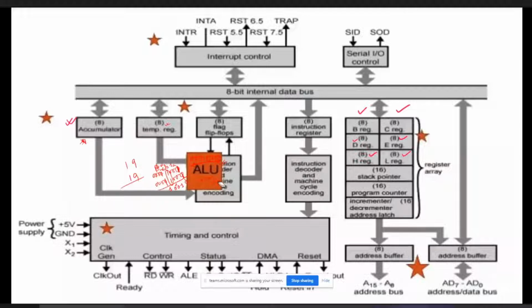Next, you can see the instruction register is there. So the instruction from memory comes over here, right? Then it is decoded, and after decoding, this system encodes the machine cycles. So the fetch cycle is over, then the machine cycles will be encoded, and based on those machine cycles, the processor will work and execute the instruction, right?